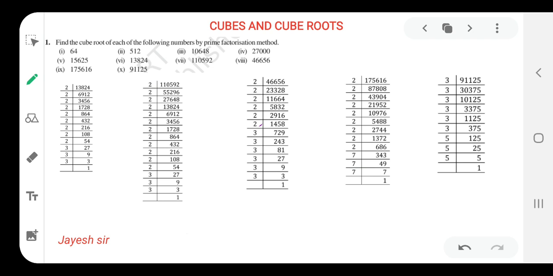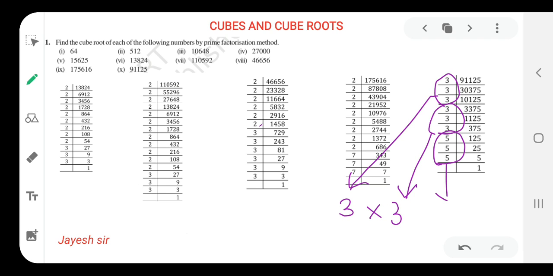91,125 is the cube of which number. So we'll start doing over here by making the pair of 3. By making the pair of 3, one will take of 3, another pair of 3 would be like this. Now we'll multiply like this. Again the pair of 5 we can make. So we'll start multiplying over here.